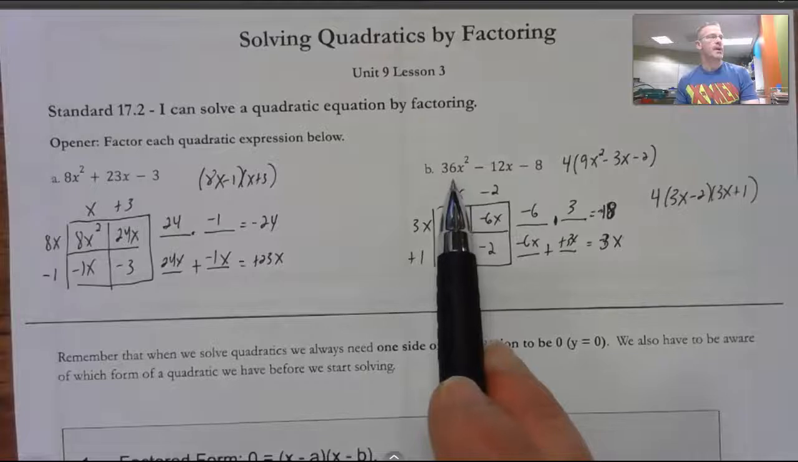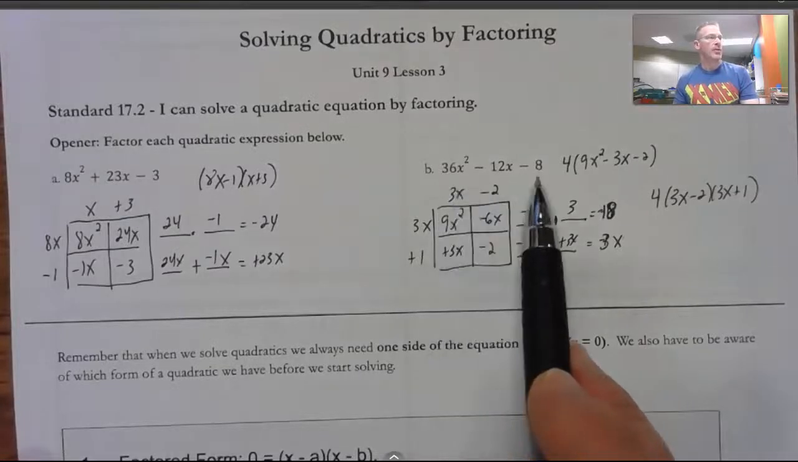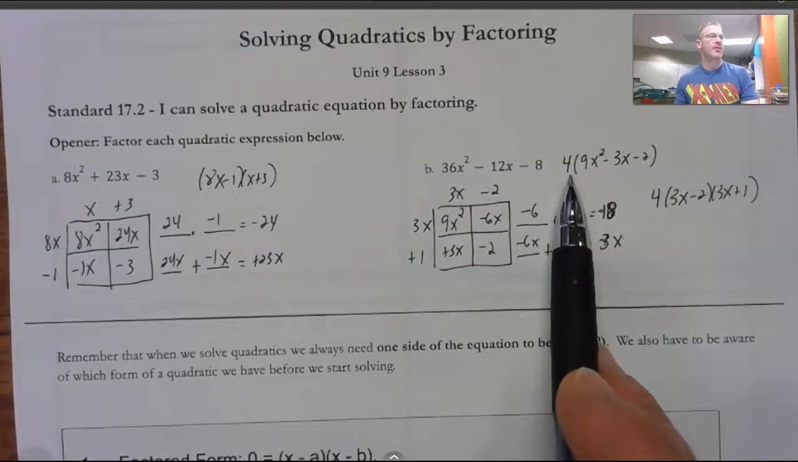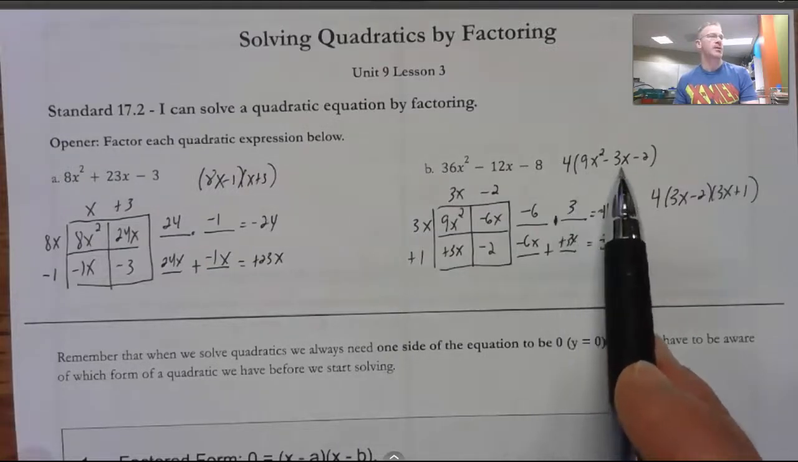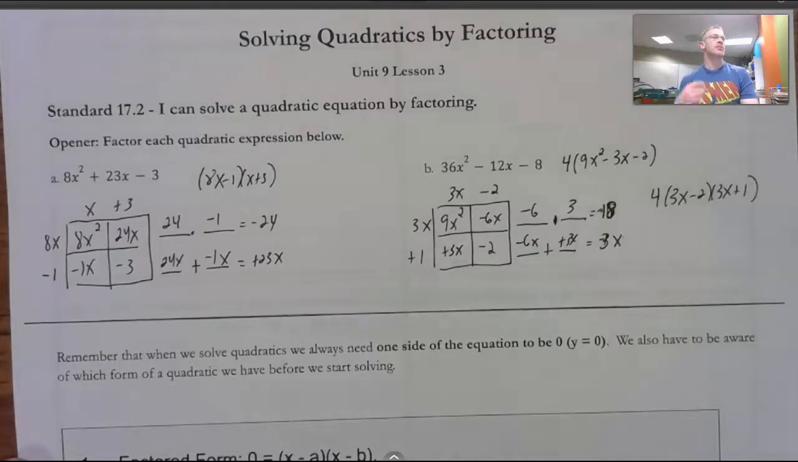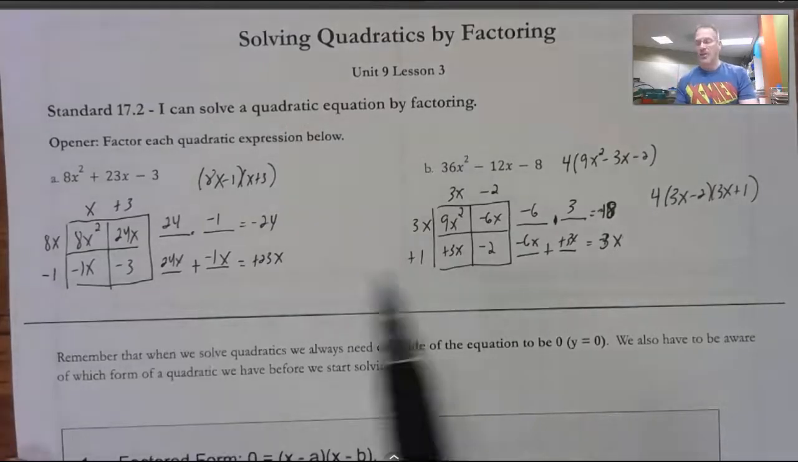Now, notice on B here. When you look at this problem, there is a GCF. So I can take a 4 right out of every term. So I want to factor that 4 out. And notice what that does for me. That gives me the quadratic 9x squared minus 3x minus 2. So that reduces my choices when I'm going to look at my combinations here.